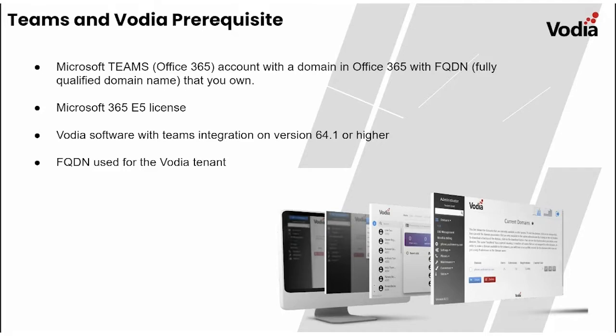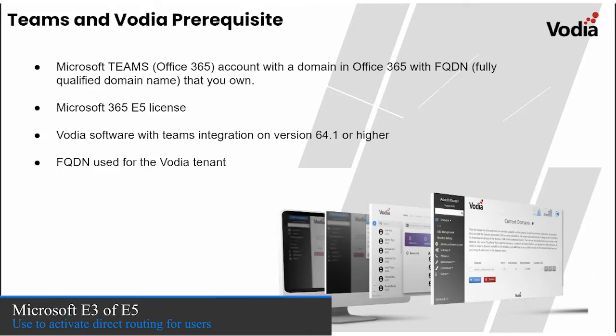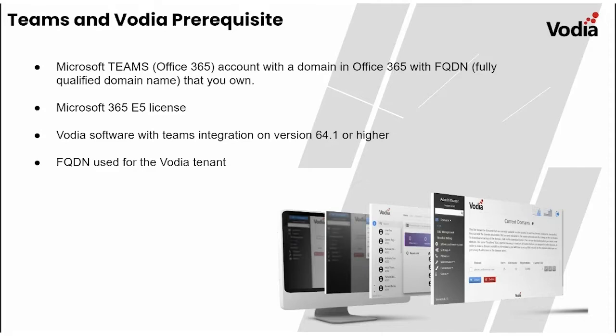Now, the license in Microsoft 365 E5 or E3 is also needed to activate the voice functionality, which is how direct routing will be used to make the connection between Teams and the Vodia PBX. And just a note, E3 or E5 is used to turn on Microsoft Teams voice functionality on an Office 365 account. If you have an E3 license, then it is also possible to purchase a Microsoft 365 direct routing add-on voice package. E5 already has direct routing enabled, so there's nothing you need to purchase there.